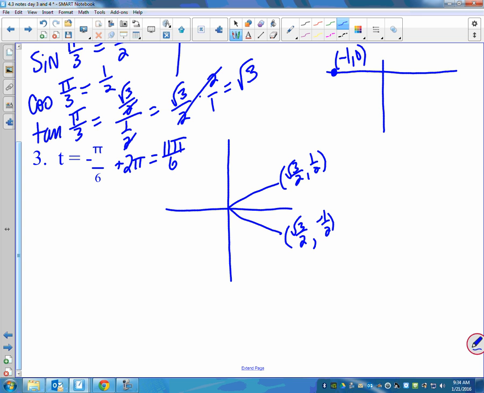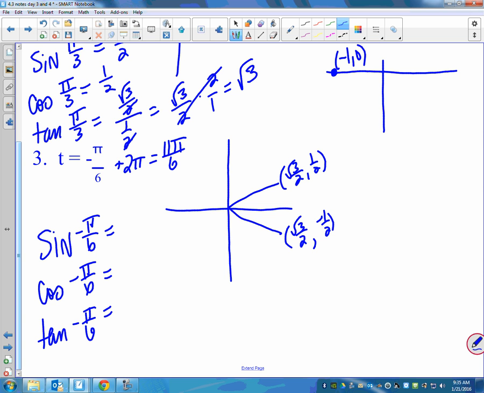So now we can do this. And you just have to know these ratios. Sine is y, cosine is x. So the y coordinate is now -1/2. The x coordinate is square root of 3 over 2.